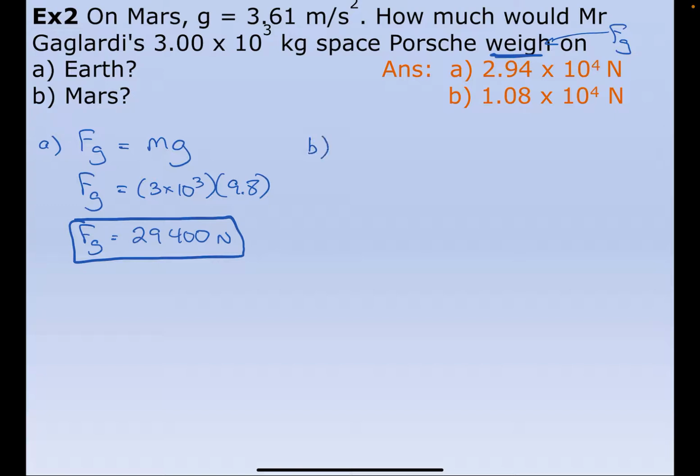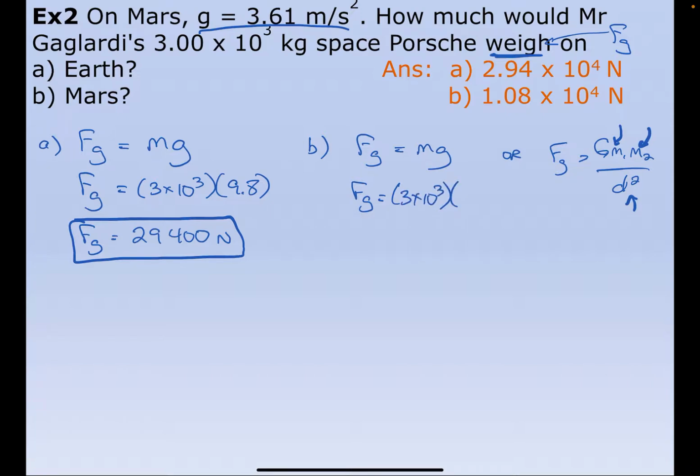On Mars, if you know little g, which we do in this question, then we can use the same equation. We can just use our Fg equals mg equation again. If we didn't, you could also use Fg equals G m1 m2 over d squared. We know the mass of the space Porsche. You would also have to know the mass of Mars and the radius of Mars. That is in our textbook, or you can look it up online. But in this case, we don't need to do those things. We already know this mass, and we're given this little g value.